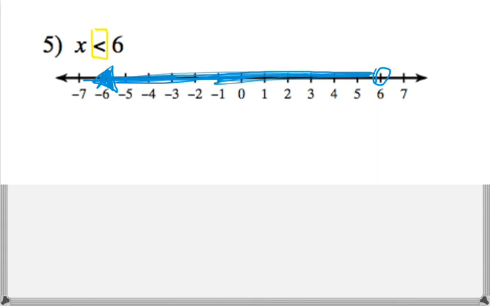Hopefully this video helped explain and review for you how to write inequalities when given a graph, as well as how to graph an inequality when you were given the inequality.